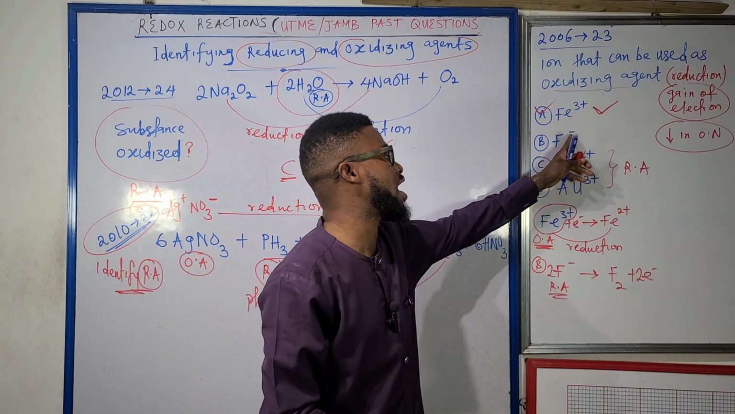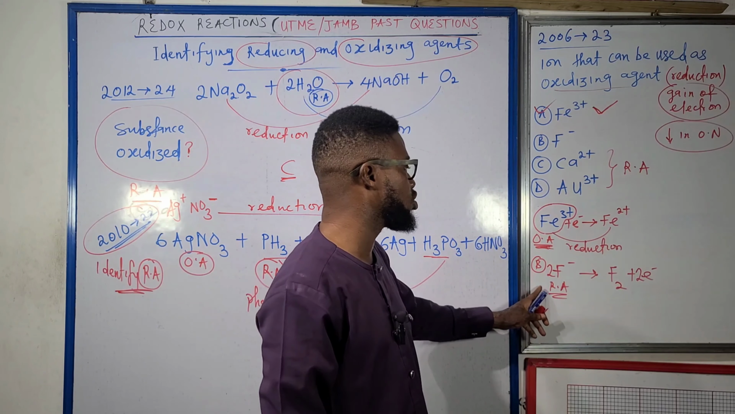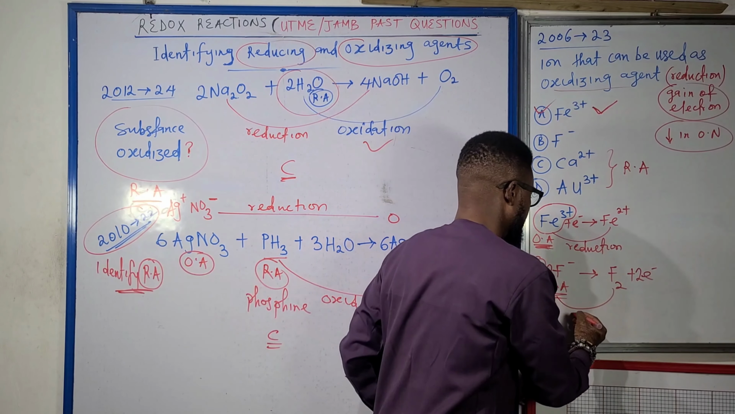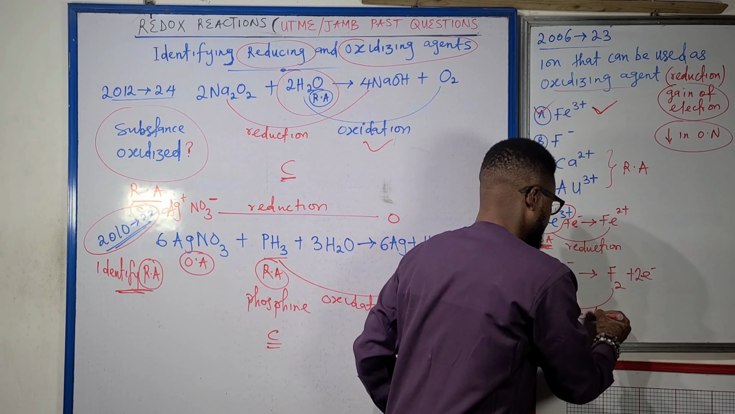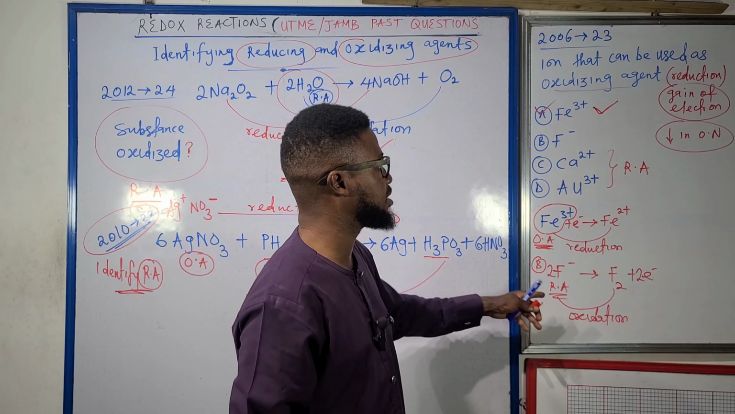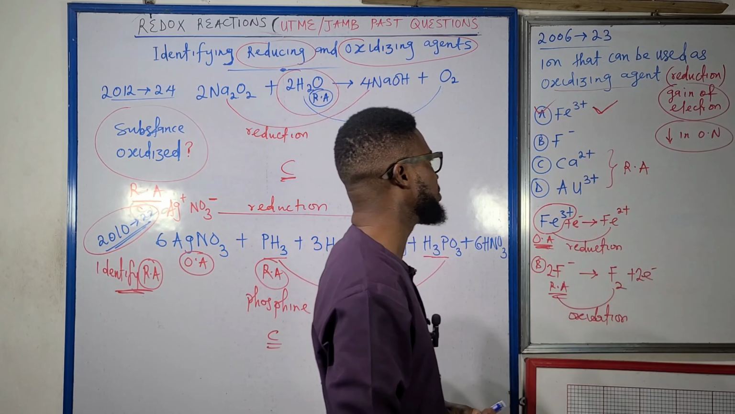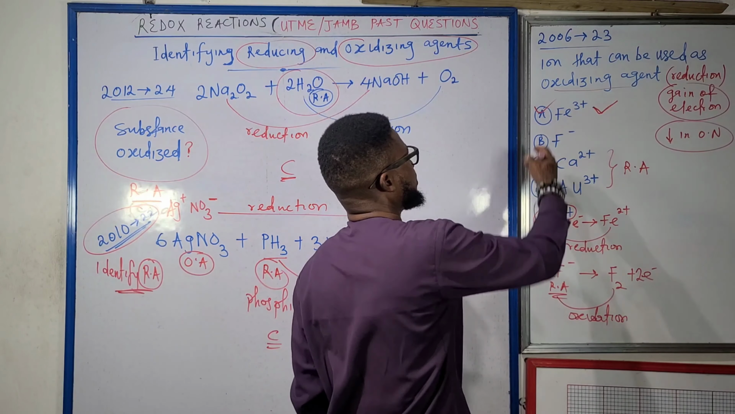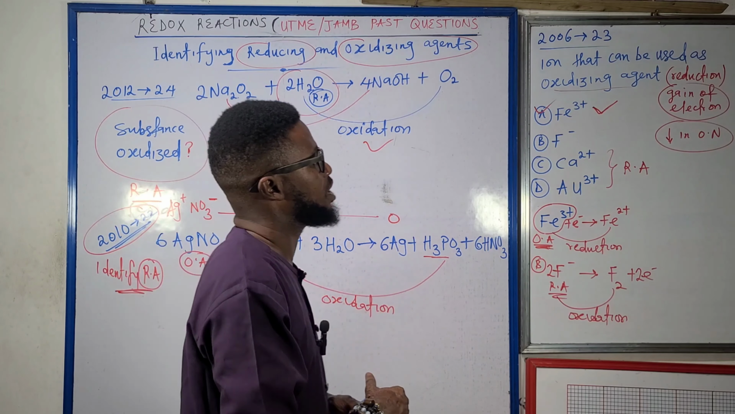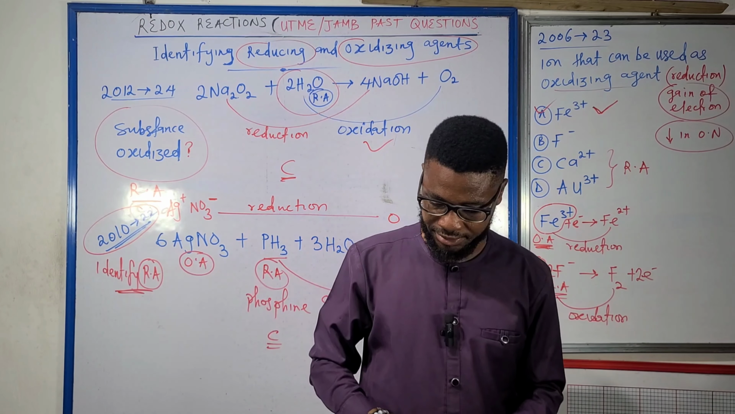In the case of fluoride ion becoming fluorine gas here, that is going to be as a result of loss of electron. Loss of electron is actually oxidation. What will undergo oxidation? Reducing agent. So in this case, these are metals. They are actually reducing agents. So the correct answer here is option A. Iron 3 ion is an ion that can be used as an oxidizing agent.